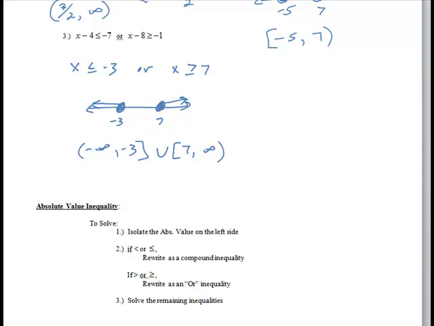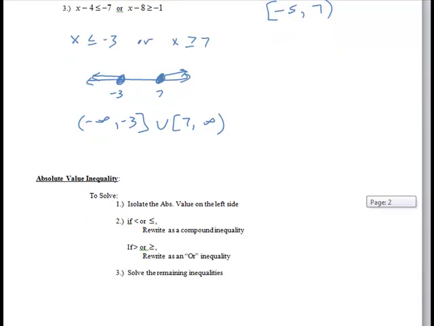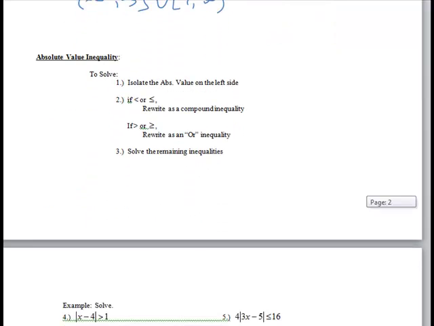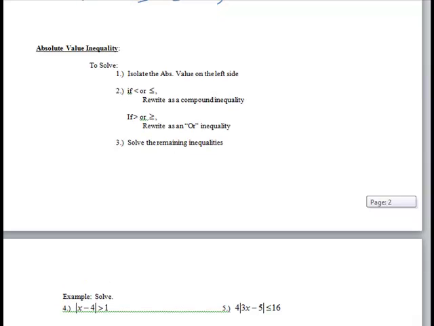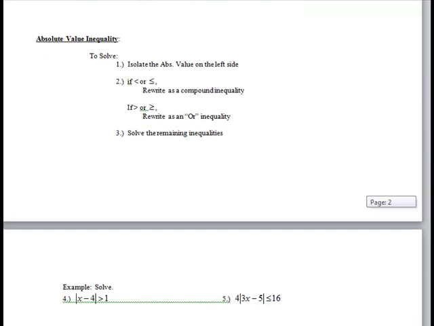Which brings us to solving absolute value inequalities. Pretty easy to recognize. You have an inequality symbol in the problem and an absolute value. So the first thing we want to do is isolate the absolute value on the left-hand side. And then we're going to drop the absolute values depending on whether that inequality symbol is less than or equal to, greater than or equal to.